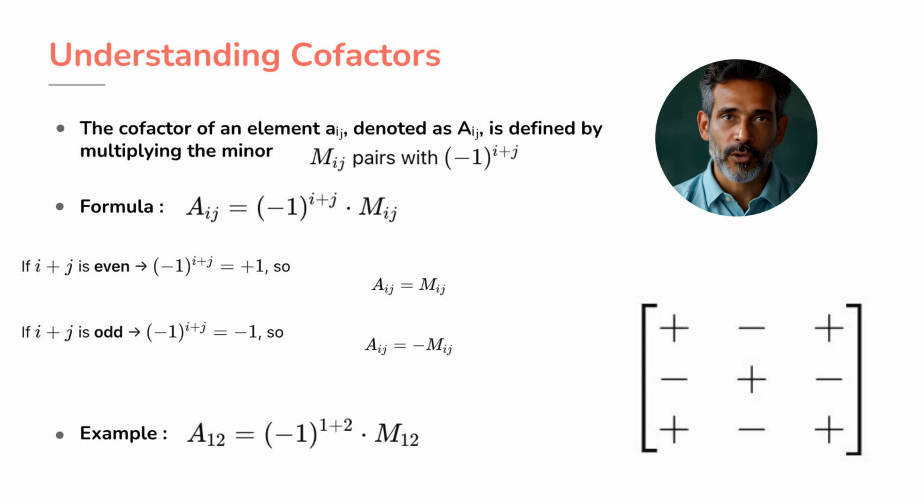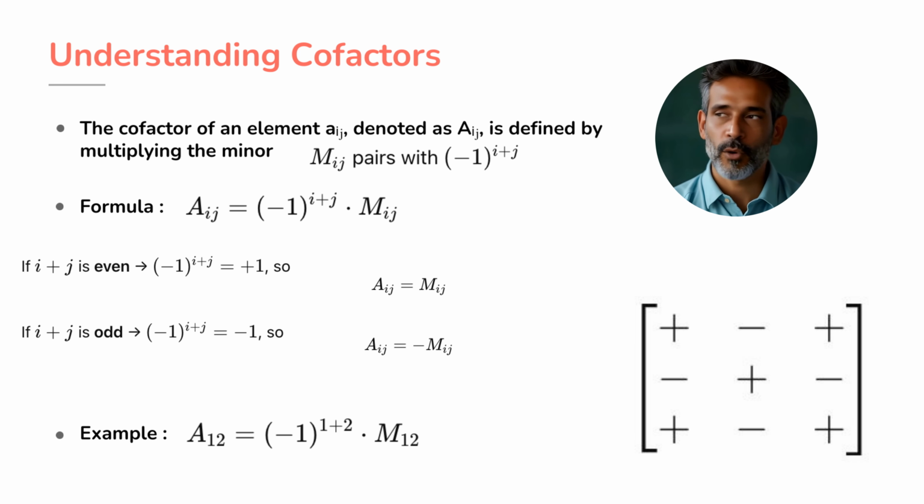Cofactors bring in a sign rule to the minors, and this small twist makes determinant calculations structured and simpler. Mathematically, the cofactor of an element aij is the minor mij multiplied by -1 raised to the power i plus j. To put it simply, if the sum of row and column numbers, that is i plus j, is even, the cofactor remains the same as the minor. If it's odd, we change its sign.